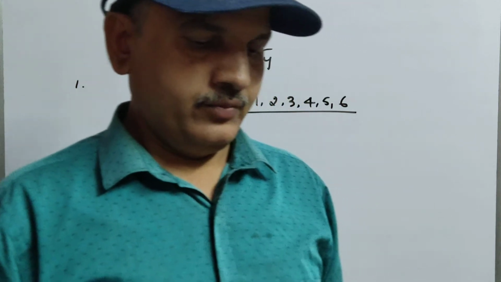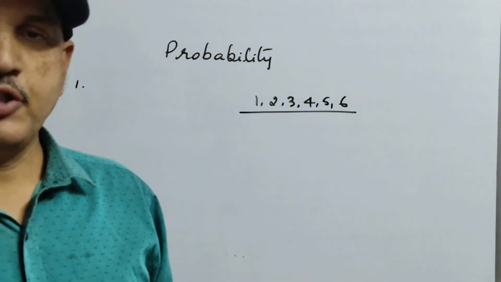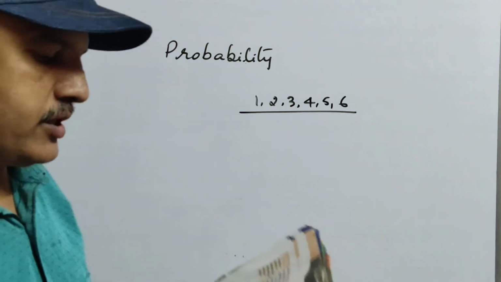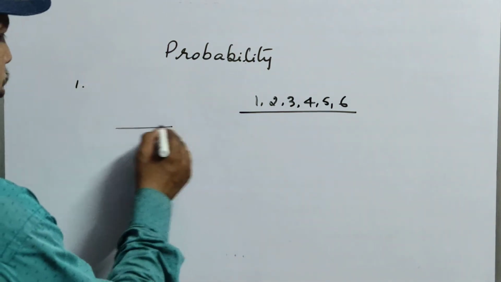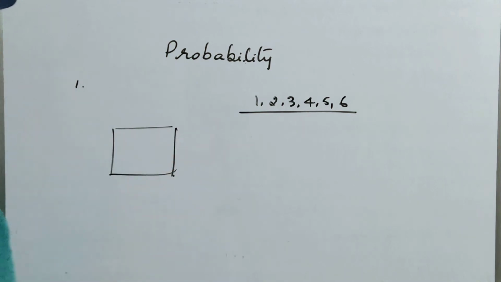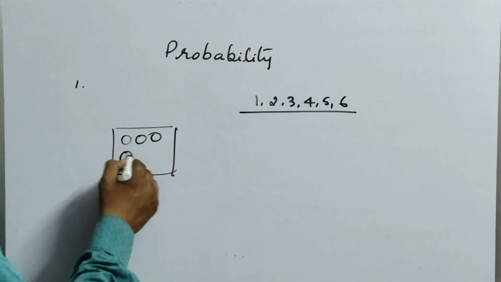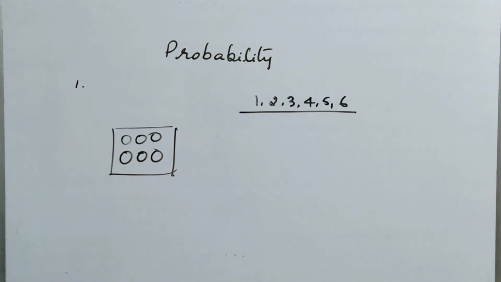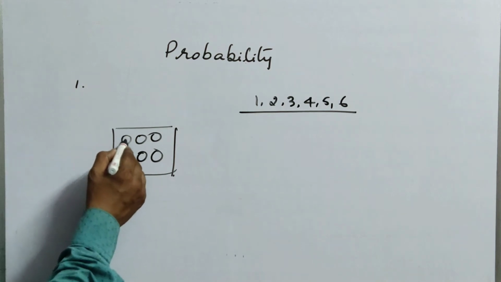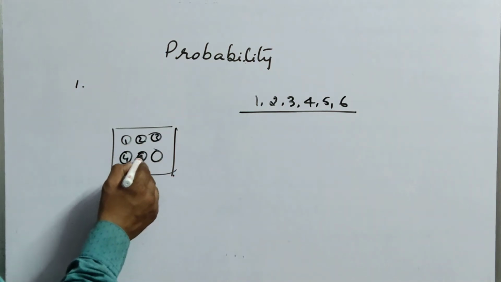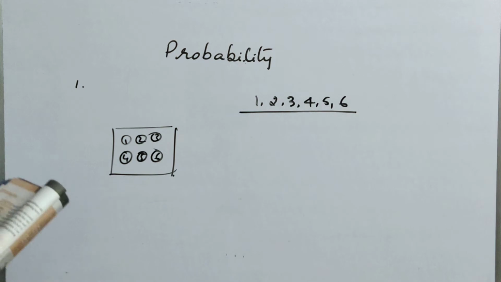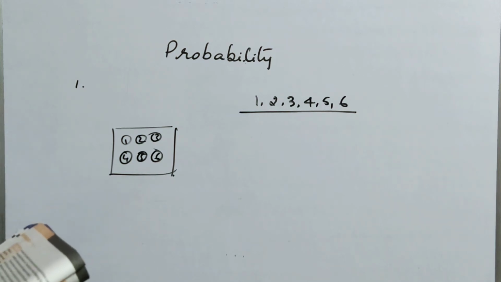Okay. Now, second question. There are 6 marbles in a box. How many marbles are there? 6 marbles are there. From 1 to 6, they are marked as 1, 2, 3, 4, 5, 6. They are marked 1 to 6, one number on each of them.